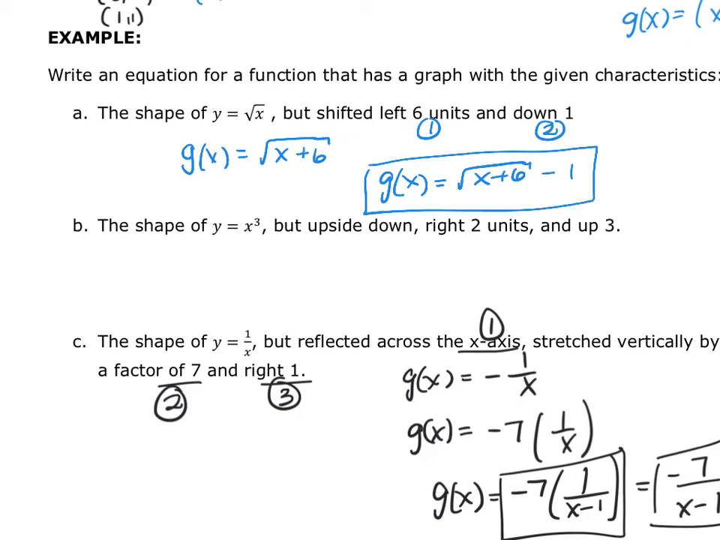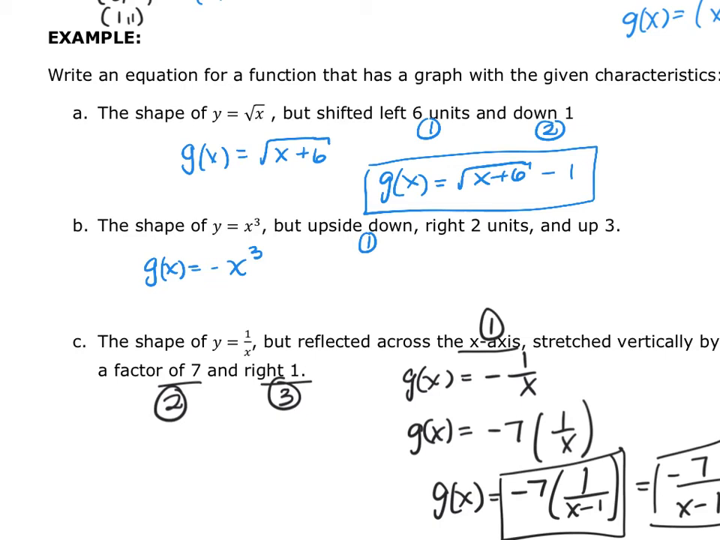Cool. Looks like I'm getting some good answers here. And then we want to take this, we want to reflect it upside down. We want to go right with it, and we want to go up 3. So the first thing I'm going to do is take care of this one. So my g of x is a negative x cubed. That does a reflection across the x-axis.